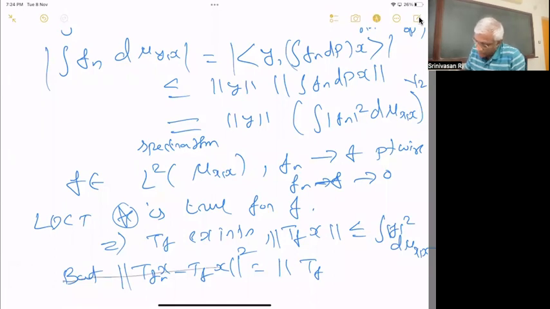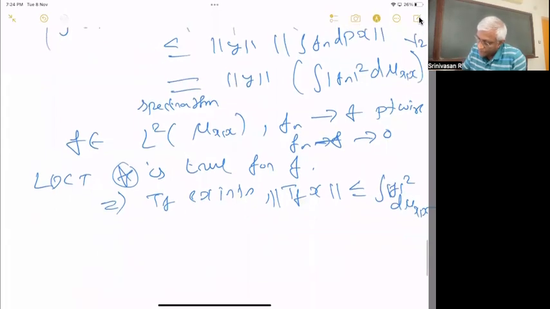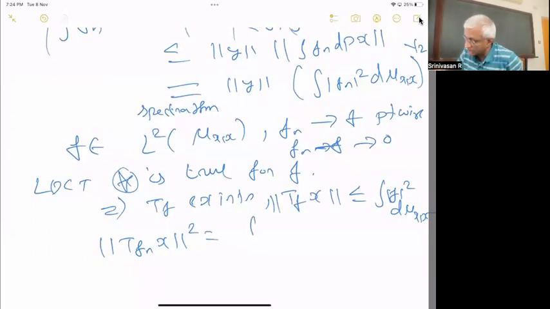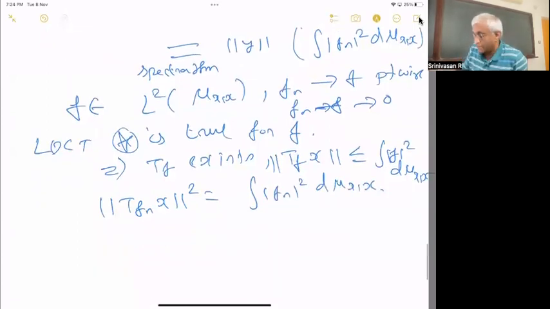I'm sorry, I'm making too much confusion, but further it is true that the norm of Tfn x square, please assume this, is equal to the integral of Fn square d mu x. Of course, Fn converges to F in L2.